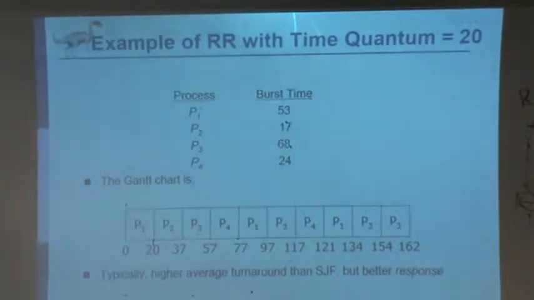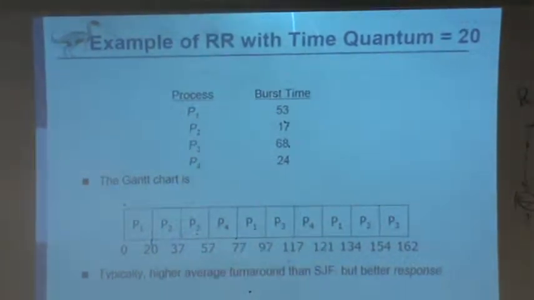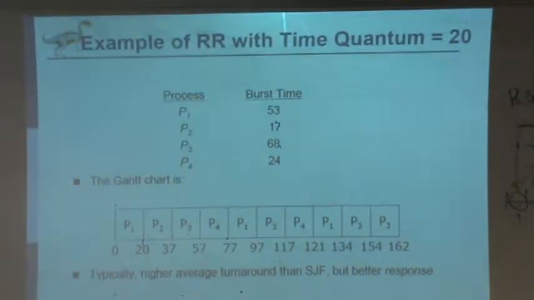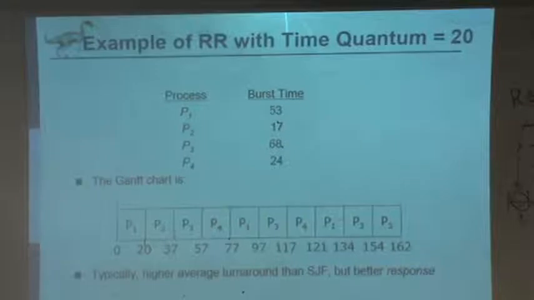What is the only parameter used in round robin? It's the quantum size. Okay? What is the optimal quantum size? 20, 30, 40, 100? We don't know. Depending on the quantum size, it can be a different algorithm.